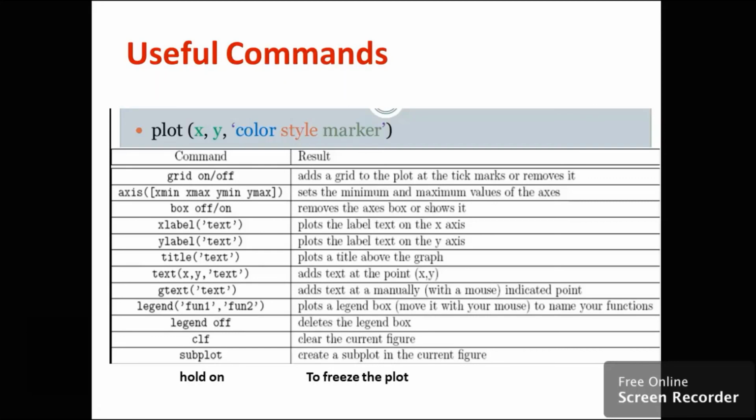Then the legend box I already explained, just for indication of different curves. Suppose you have a graph. In the graph there are two functions. How to identify the functions? You can use the legend box. For that purpose you can use the command legend. And legend off is also possible. If you want to remove that particular legend box, you can use the command legend off.